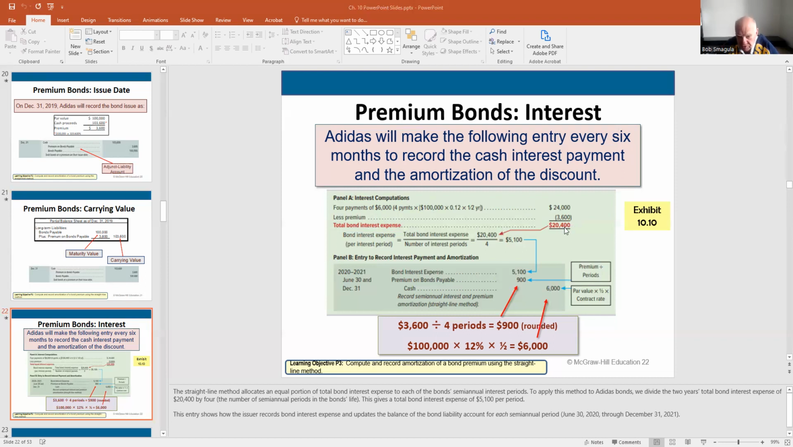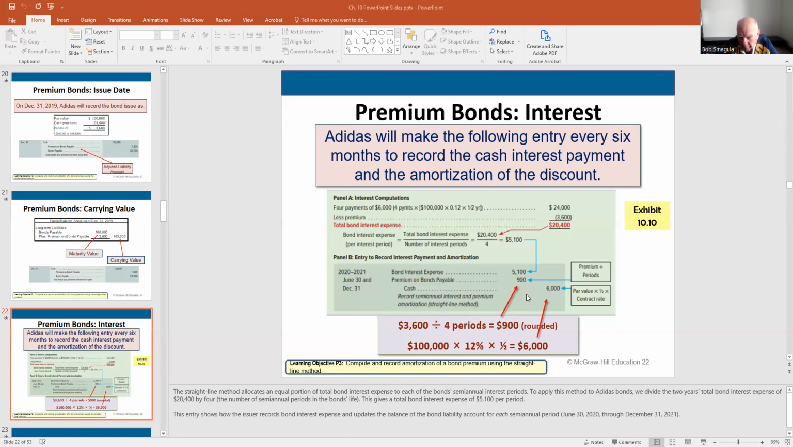So let's look at our first entry after 6 months. Since this is a straight line, we're going to make the same entry twice a year for the life of the bond. Start with the cash. I think that's the easy way to approach it. The cash will lead you in the right direction. How much cash are we going to pay? Well, we know it's $6,000. The bond pays $12,000. We're making semi-annual payments. So we know we're going to credit cash for $6,000.